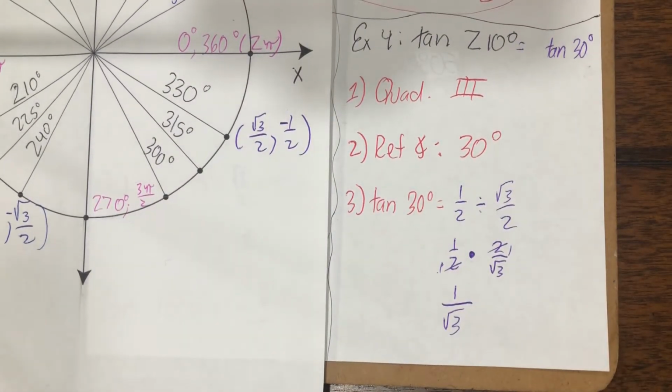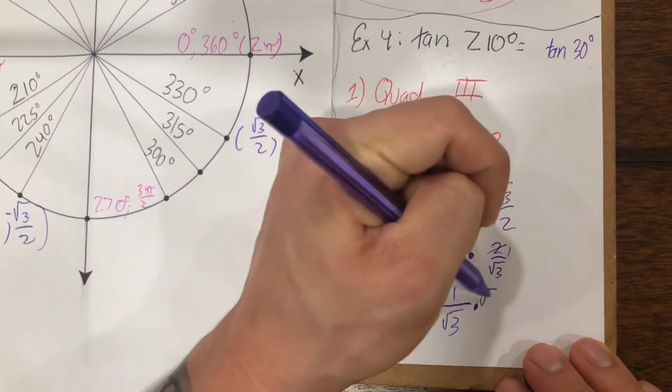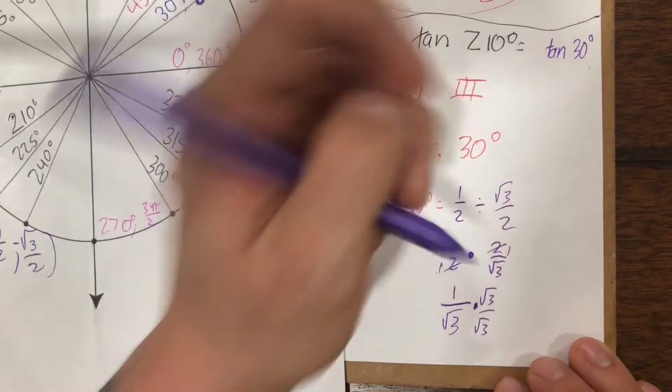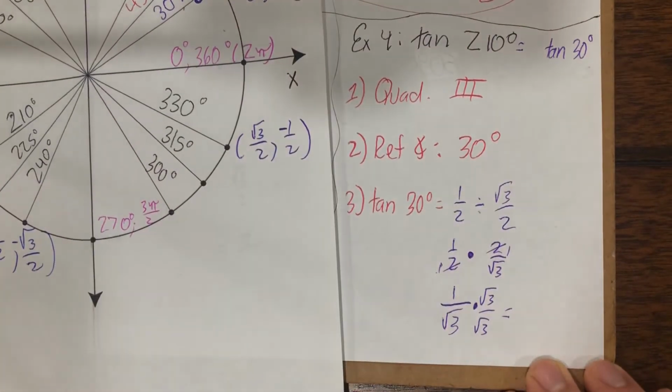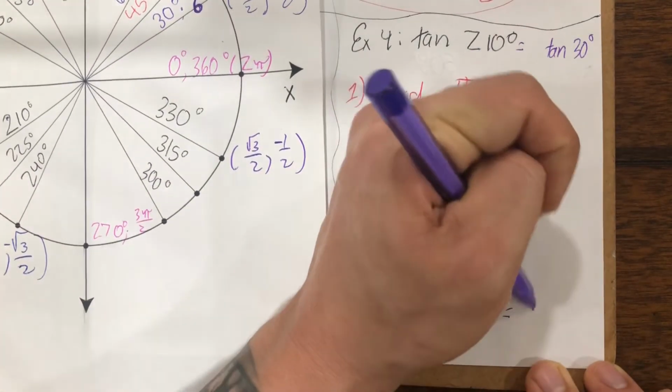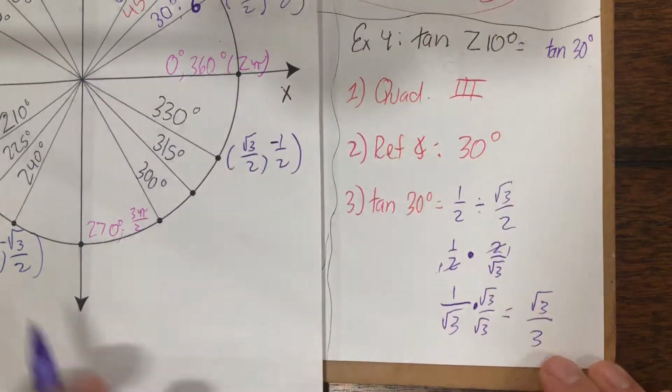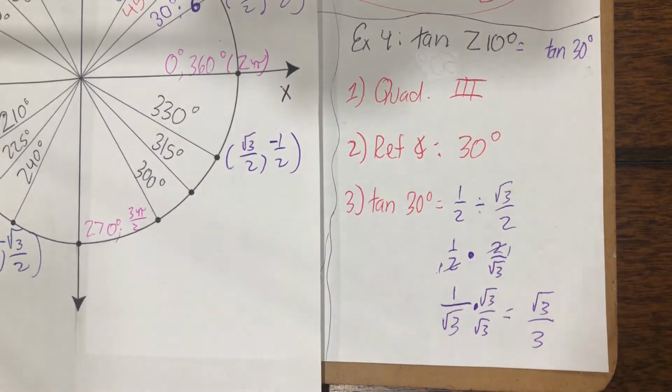Now remember, when getting our final answer, we can't have a radical in the denominator. Remember, no tens in the basement. So I'm going to rationalize the denominator by multiplying both numerator and denominator by root 3 over root 3. And when I evaluate this, I should get root 3 over 3. So tan of 30 is going to be root 3 over 3.